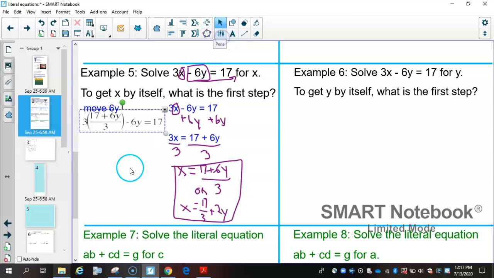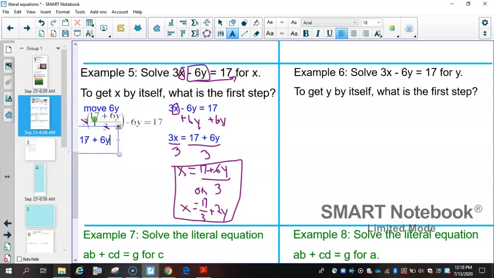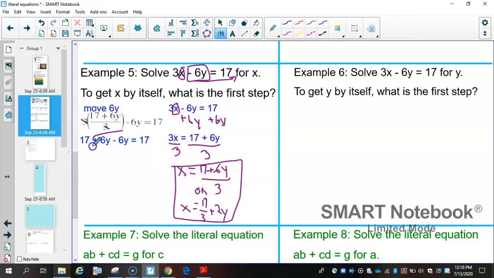Right, just like in the other equations, these 3's divide out to become 1, and we're left with 17 plus 6y minus 6y equals 17. And then we have these like terms that we can combine. When we combine those like terms, they become 0, and we're left with 17 equals 17.